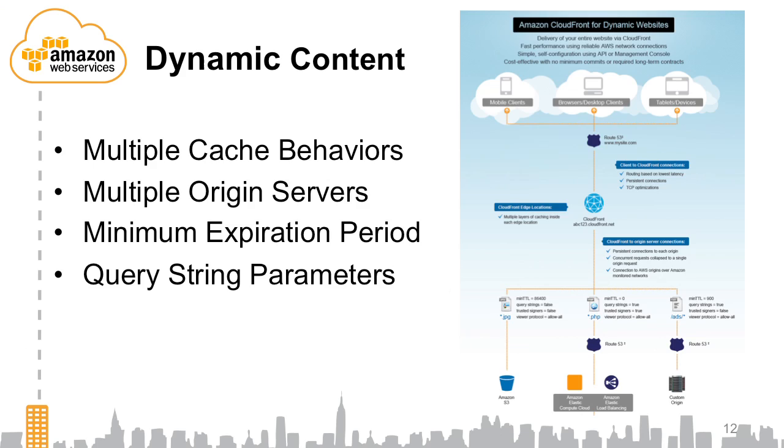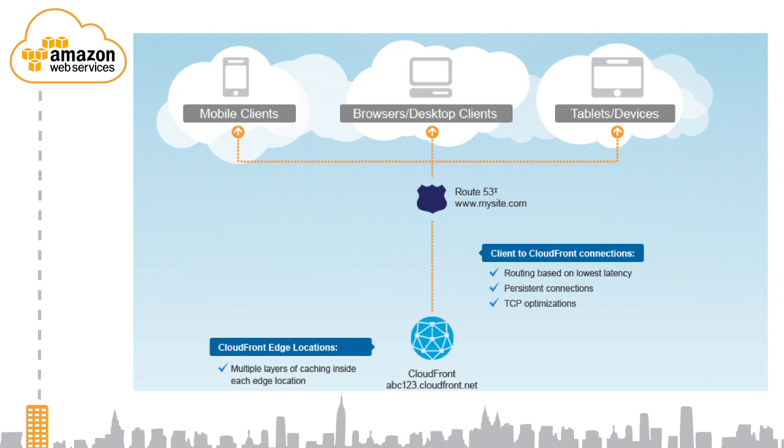So dynamic content. Like I said, the dynamic content features as far as we're concerned are really four new additions to the platform that we've added in the last few months. There are multiple cache behaviors, multiple origin servers, minimal expiration period, and query string parameters. To go through what those mean, let me zoom into this little picture that is probably hard to see if we leave it at that scale.